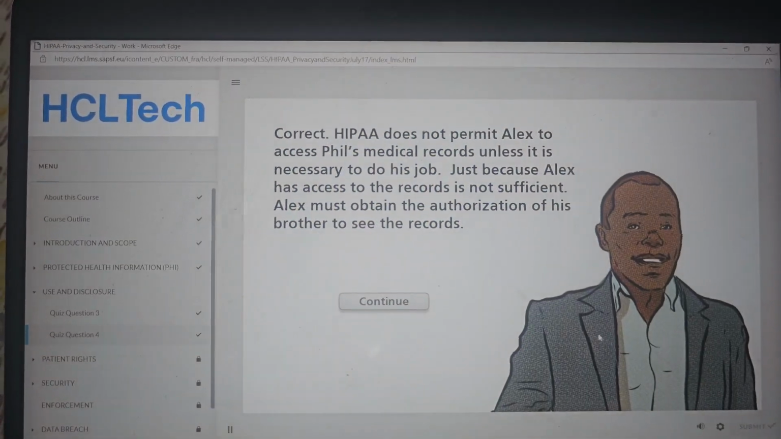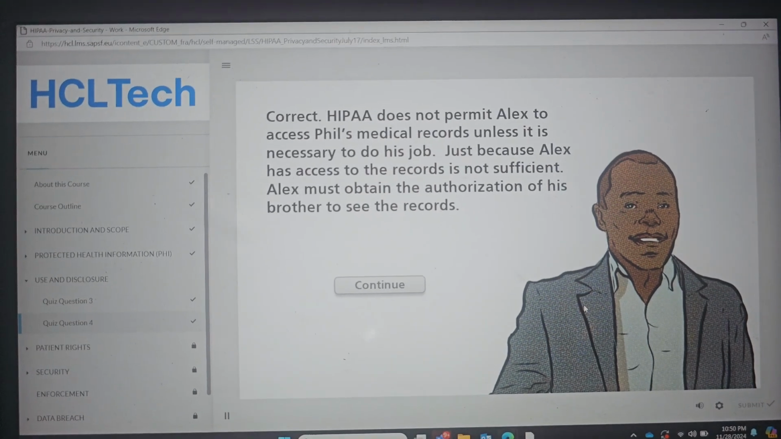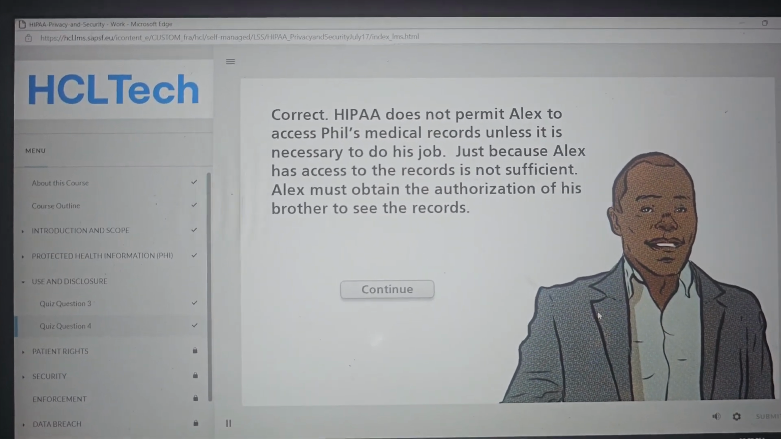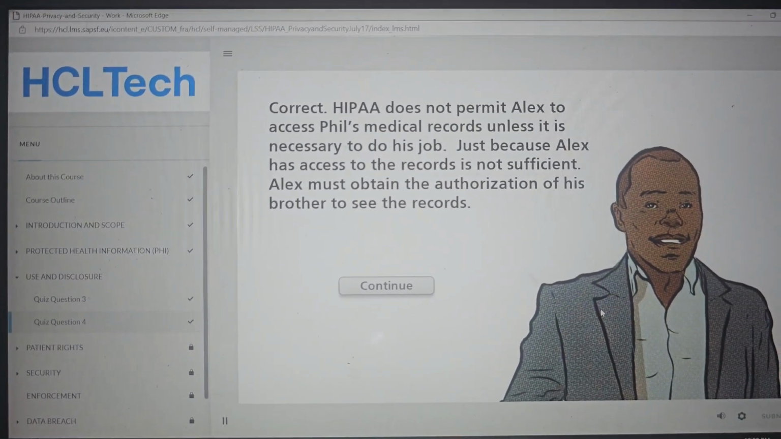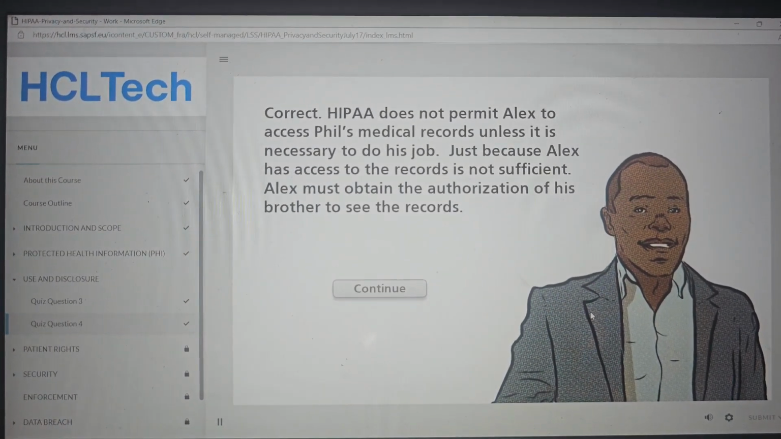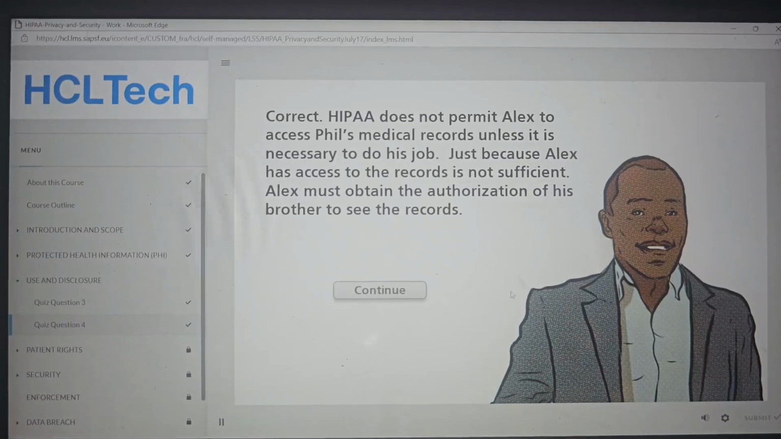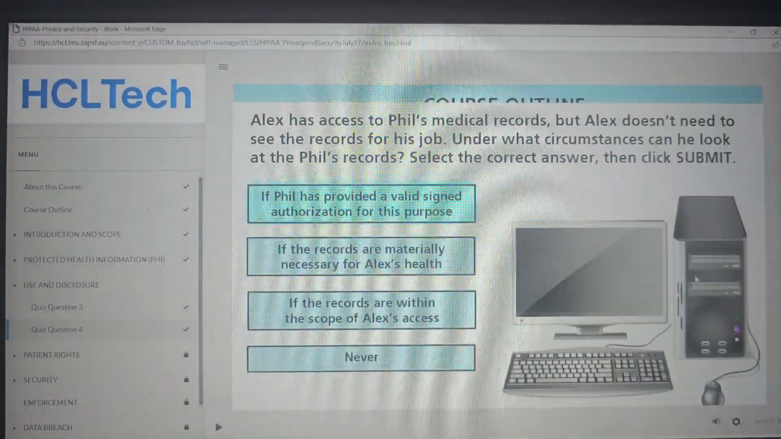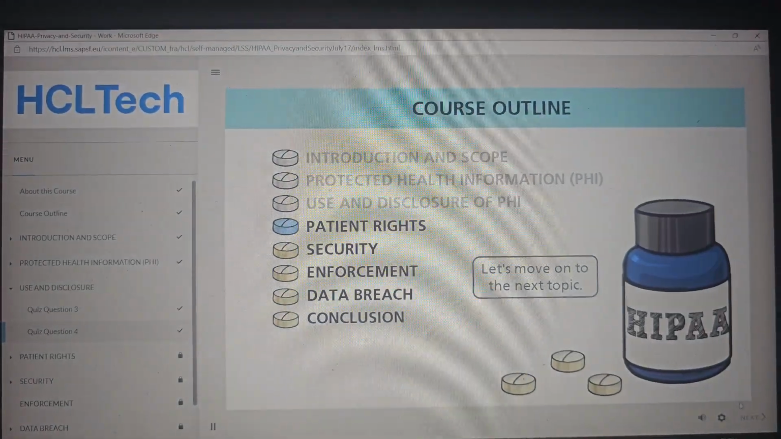Correct. HIPAA does not permit Alex to access Phil's medical records unless it is necessary to do his job. Just because Alex has access to the records is not sufficient. Alex must obtain the authorization of his brother to see the records. Let's move on to the next topic.